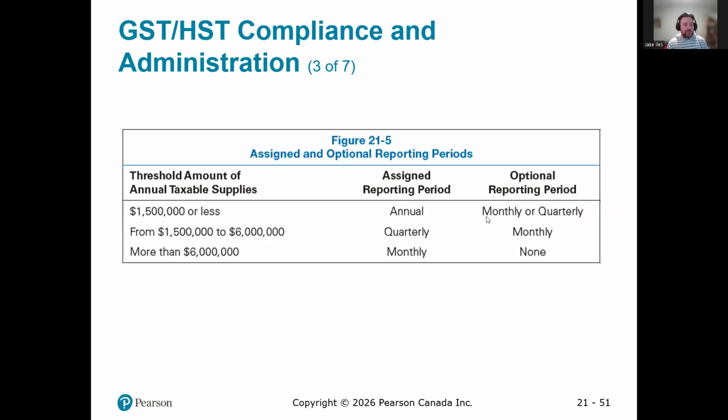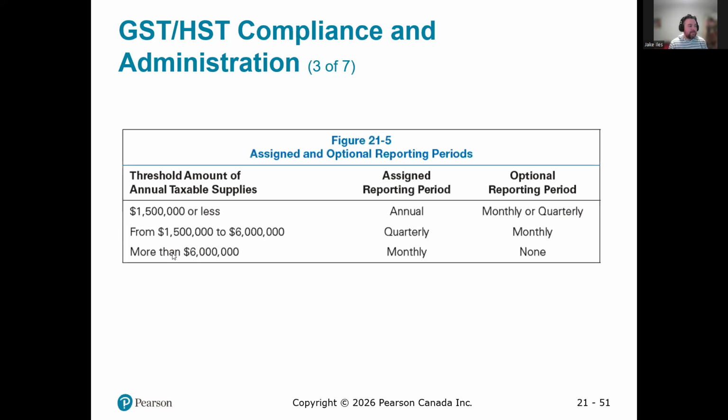You can opt for monthly or quarterly, and a lot of small businesses might opt for quarterly because if we're expecting that we're going to get refunds, at least for the short term, we might not want to wait the whole year to file a return. We might file monthly or quarterly smaller returns to get those refunds more frequently. If we're between 1.5 million and $6 million, we're assigned a quarterly return. We can opt for monthly.